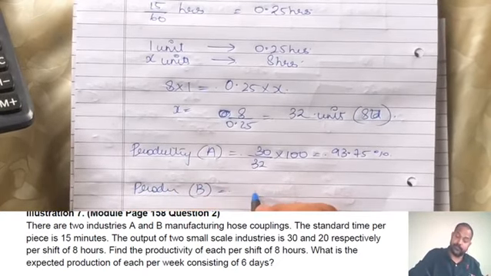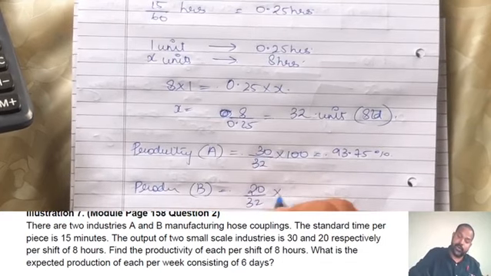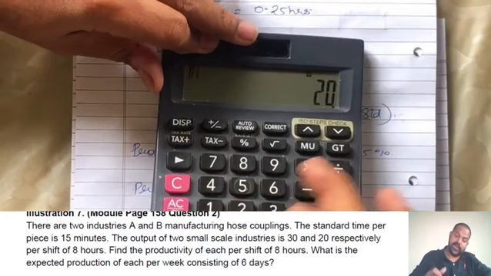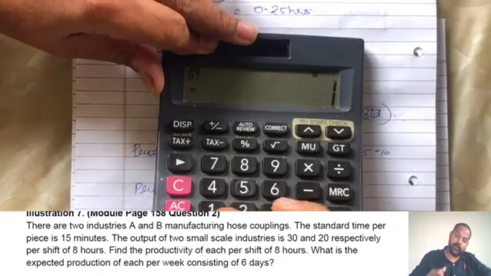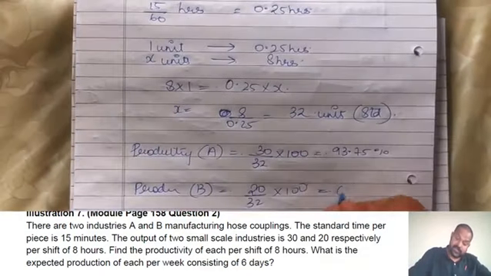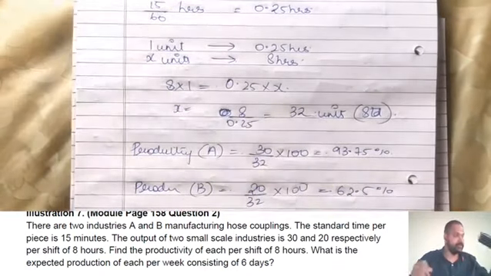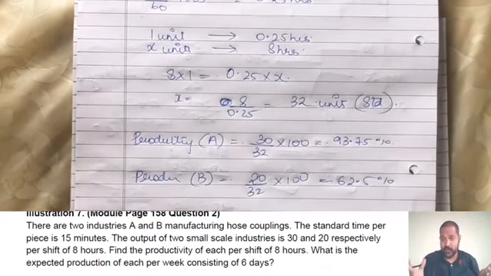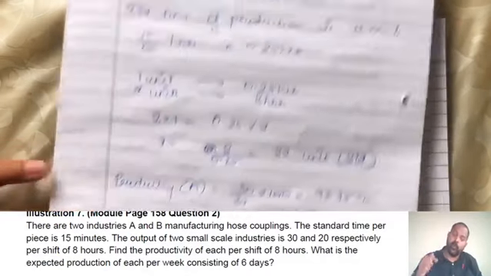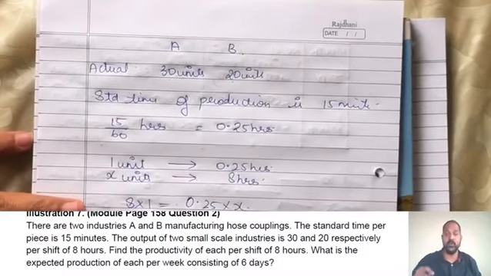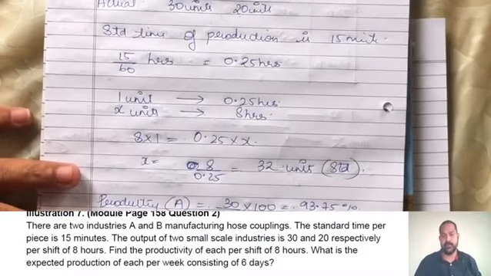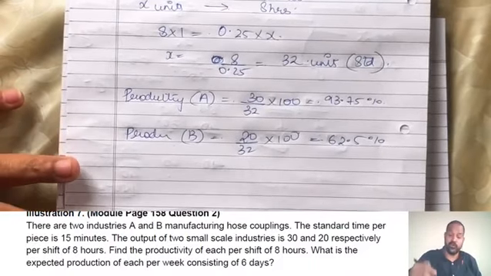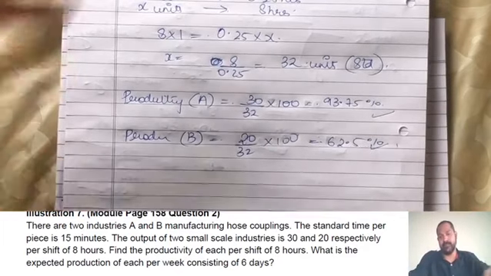While productivity of B is going to be 20 by 32 into 100, which is 20 divided by 32 into 100, and the answer is 62.5%. So can I say neither of them is 100% productive? Because if they were, then they would both give me an output of 32 units. But because both of them are not productive, they are less than 100% productive. But if you go to see, A is still more productive than B.